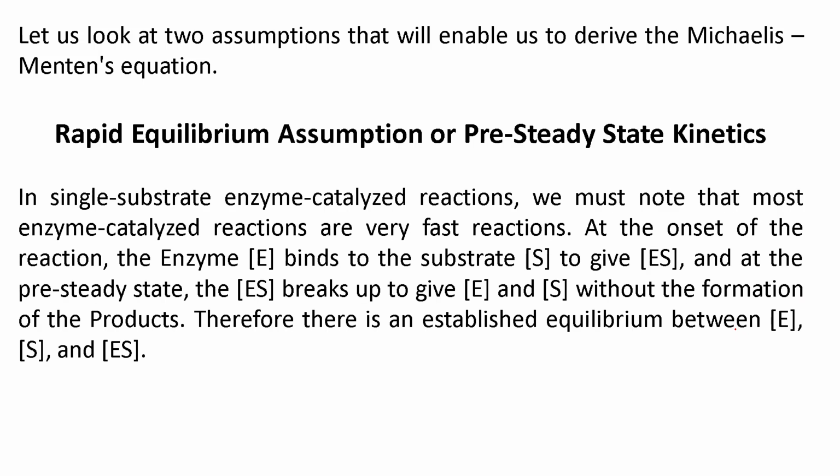in a single substrate enzyme catalyzed reaction, we must note that most enzyme catalyzed reactions are very fast reactions. At the onset of this reaction, the enzyme binds to the substrate, which is S, to give us a complex ES. And at the pre-steady state, this ES breaks down to give you E and S without the formation of the product. Maybe in your final year we begin to look at the mechanisms of enzyme reaction, where we talk about their collision, where we talk about their proximity, and all that.